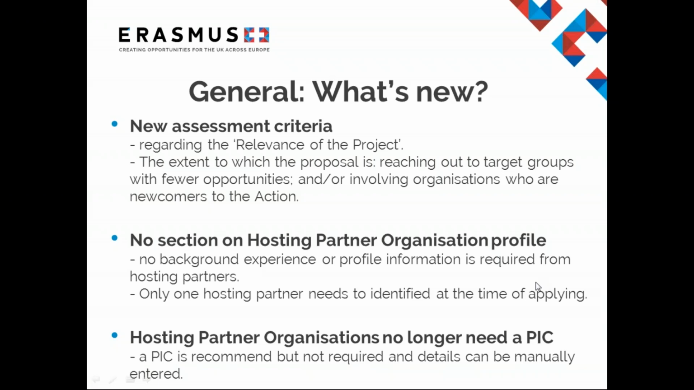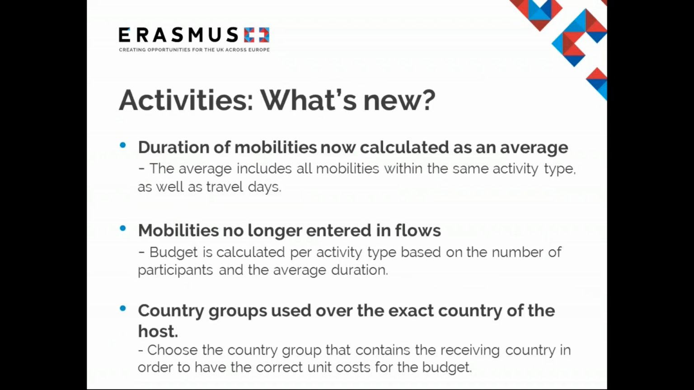All differences, along with a comprehensive step-by-step guide, can be found within our Guide for Applicants, the link for which is on our handout. Moving on to more specific changes, starting with changes within activities. Firstly, the most noticeable change is that all duration of mobility is now calculated as an average. This has been introduced to allow for some flexibility regarding mobility durations, especially for larger projects. It is important that, even though it is not an exact number, the duration and the budget that it creates within the form seem realistic and achievable.